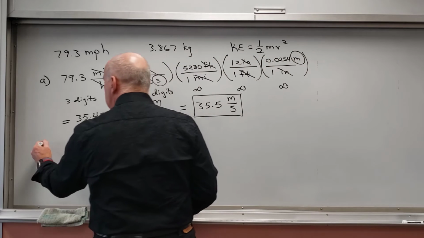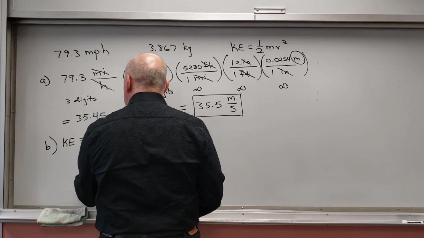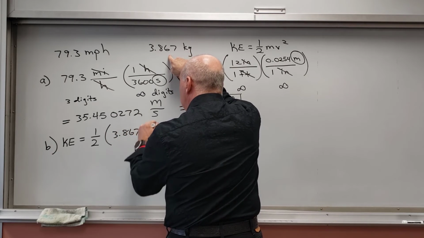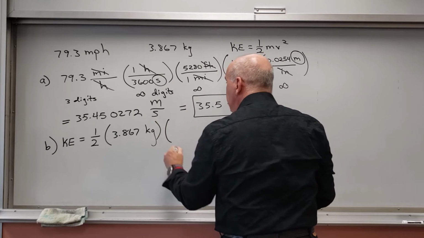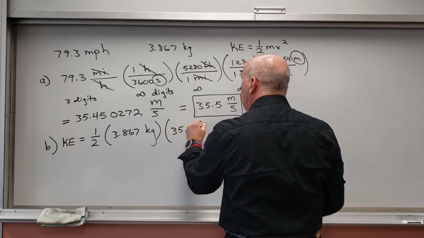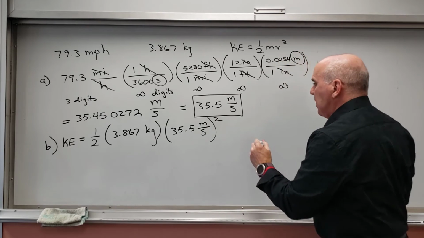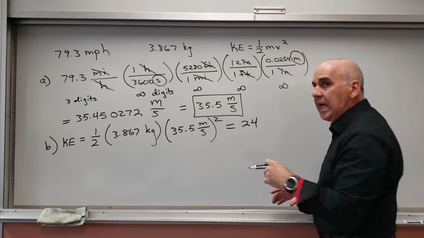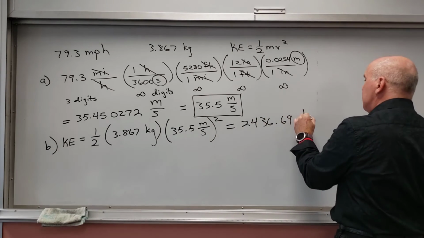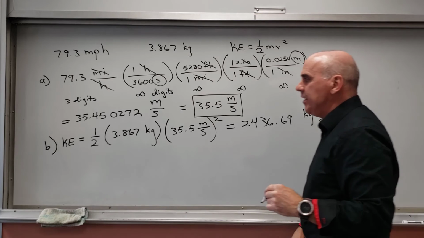Now, let's do part B. In part B, I want to calculate the kinetic energy. So the kinetic energy is 1/2 mass, but my mass is 3.867 kilograms. And my speed is, and this is where life gets interesting, what do I use? If I use 35.5 meters per second, and I'm squaring all that, my calculator spits out 2,436.69, and that's going to be kilograms meters squared per second squared. Right? That's what my calculator is going to give me.